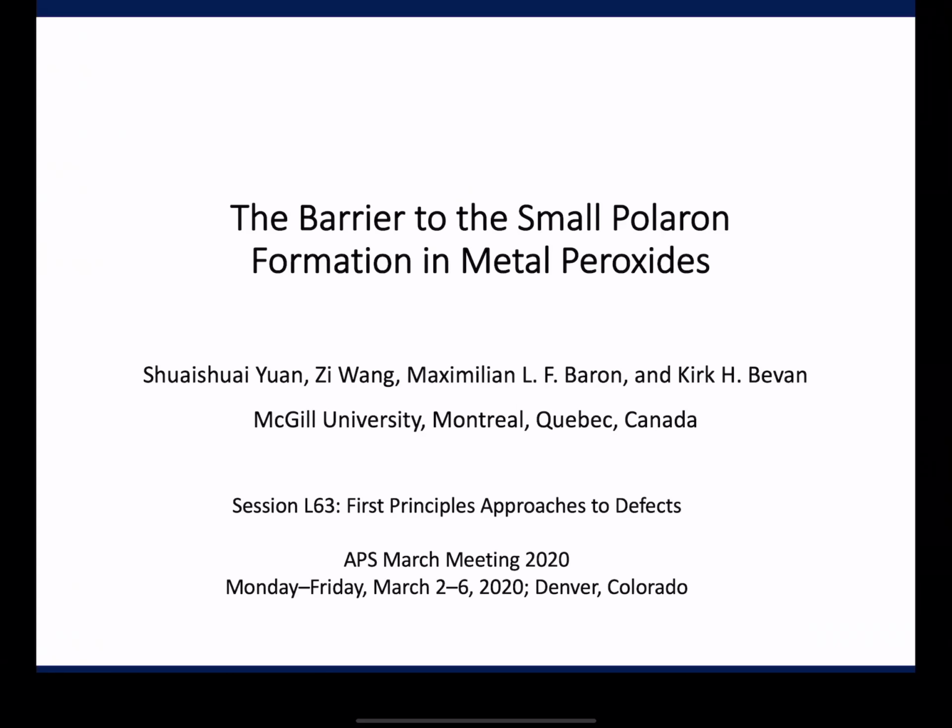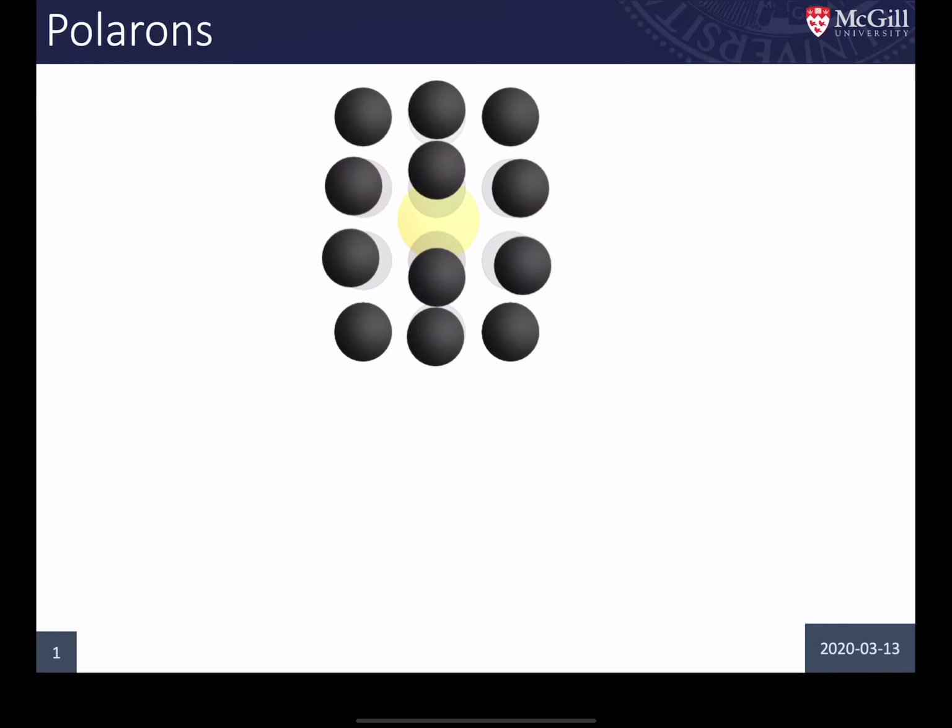Hello everyone. Today I'm going to talk about the barrier to the small polaron formation in metal peroxides. A polaron is a quasi-particle used to understand the interactions between electrons and atoms in a solid.